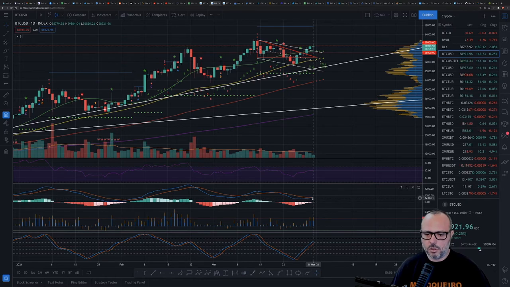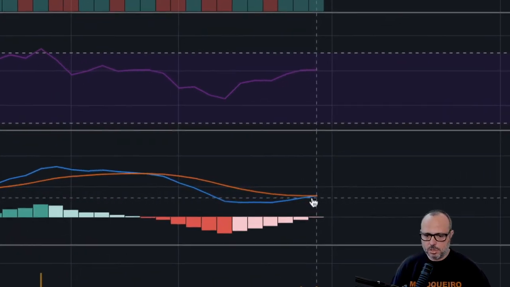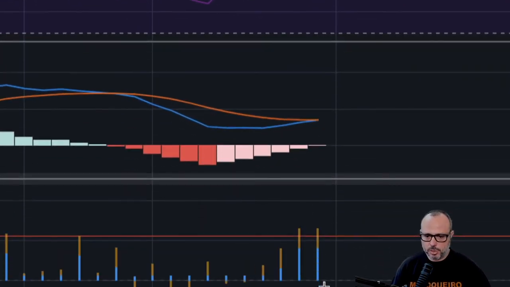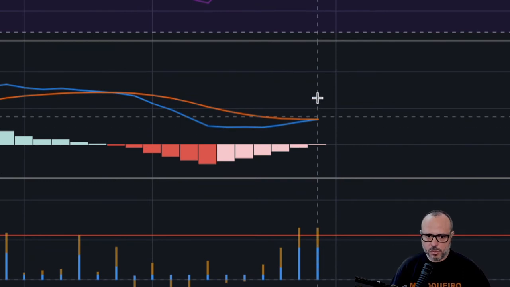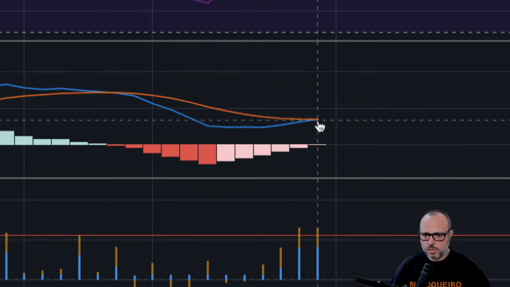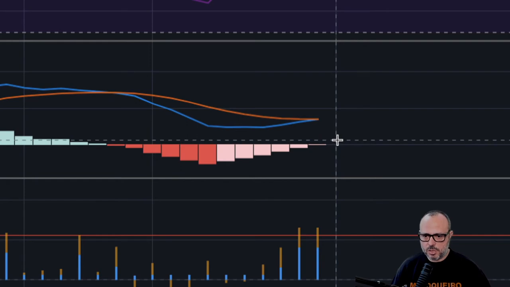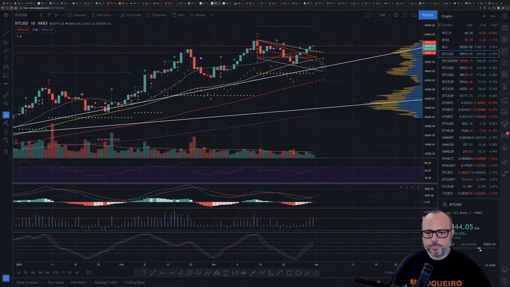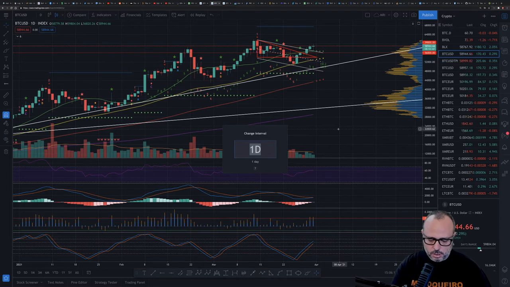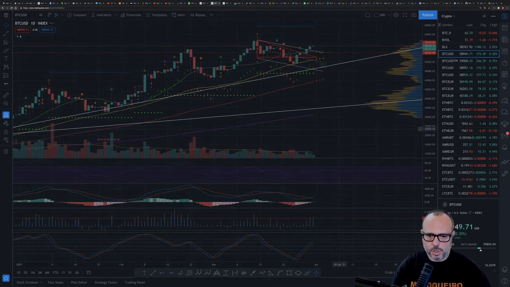The MACD is now crossing over the orange. So let's zoom in for people that complain a lot about not being able to see the small details. As you can see, the blue line is now crossing over the orange line, and the bars are becoming bullish also. So I'm expecting the next bar to become green. So the daily chart looks very good to me, but let's see the 4-hour chart.